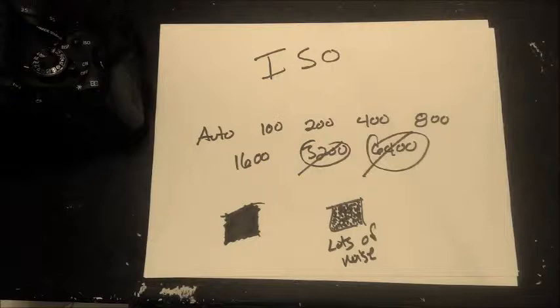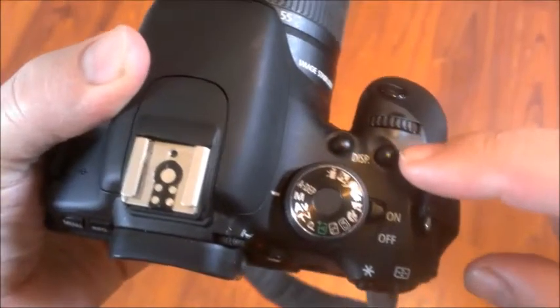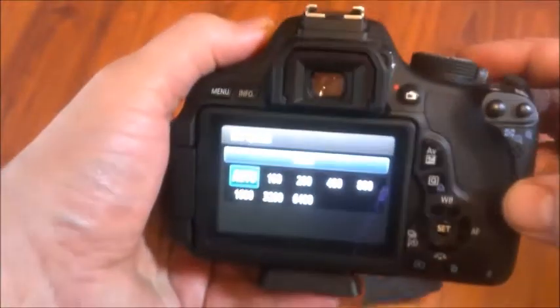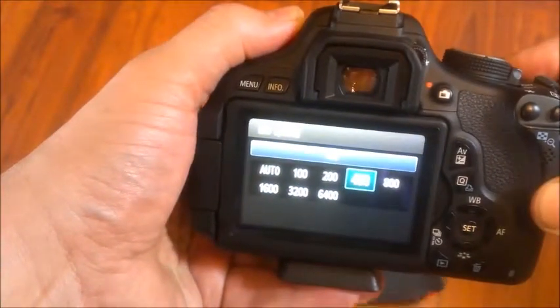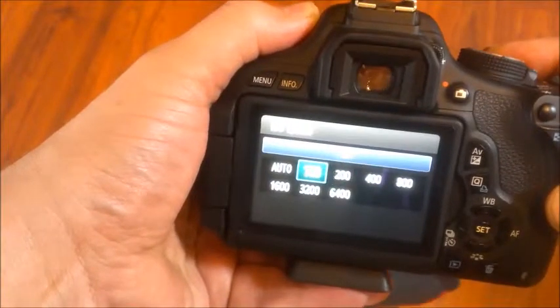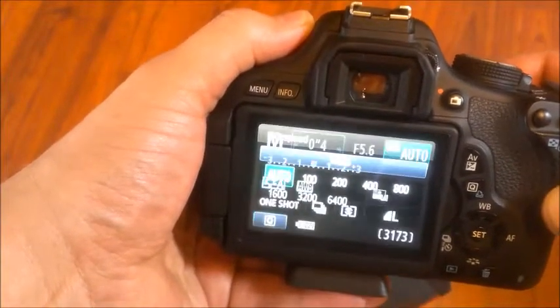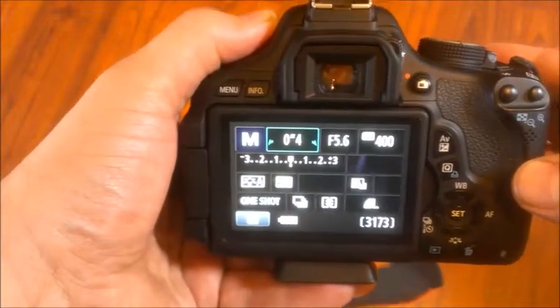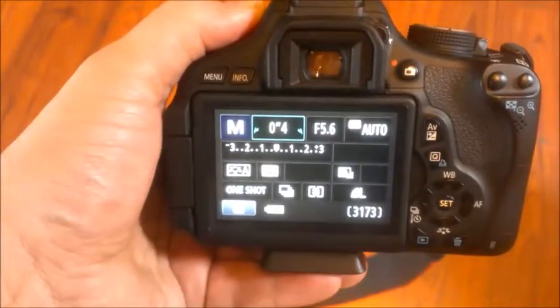I usually keep it on auto, unless I'm shooting at night, in which case I'll switch it to a specific ISO so it doesn't go too high. To change your ISO, you press the ISO button there and you turn your dial, and you can pick whatever ISO you want. Like I said, just keep it on auto most of the time unless you're shooting low light and you want to make sure it doesn't go too high.